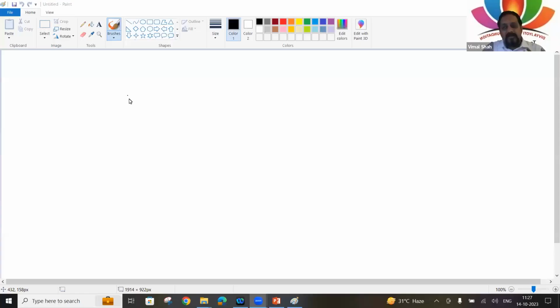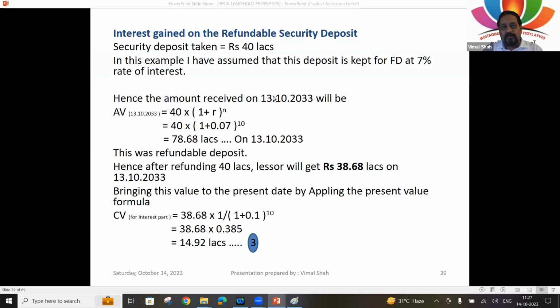Right? So that was the second interest in the property. Then if we see the third interest in the property, he had taken a security deposit of 40 lakh rupees. Now after 10 years also he is going to give back 40 lakhs only. So he can use this 40 lakh rupees for 10 years. That is also a benefit to Mr. A. So in this example, I have assumed that Mr. A will keep this 40 lakh rupees deposit in FD at 7%.